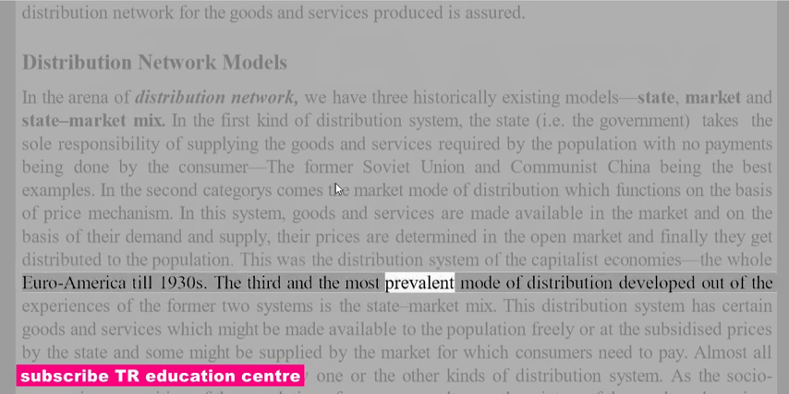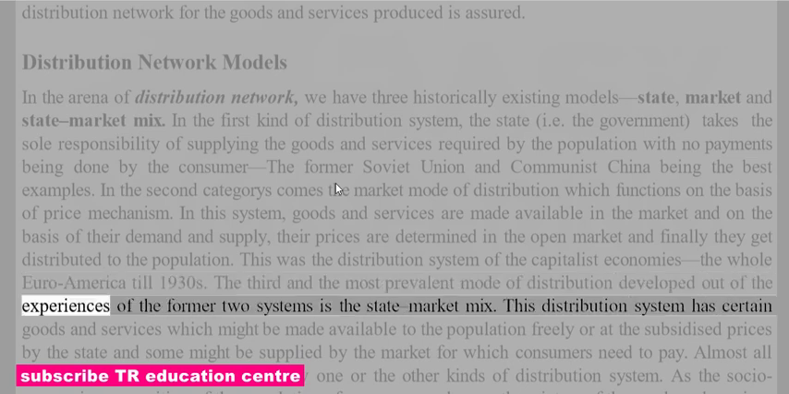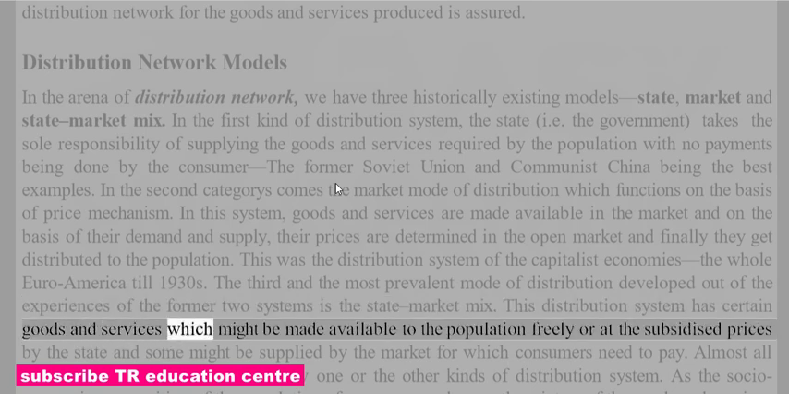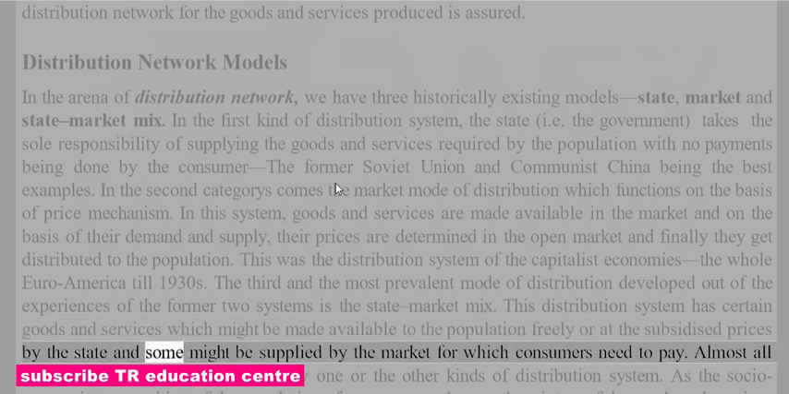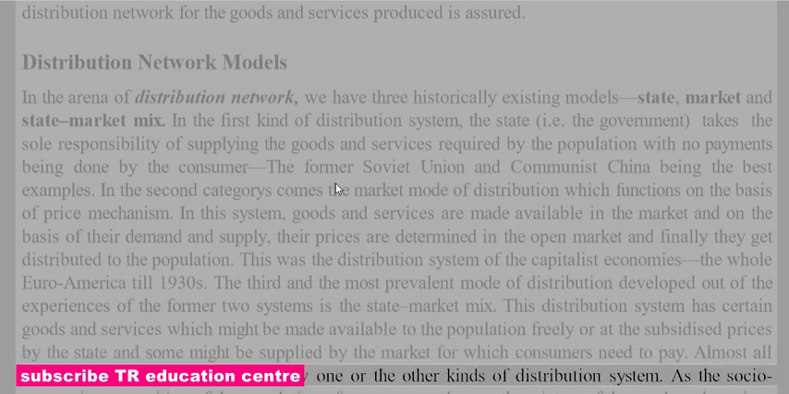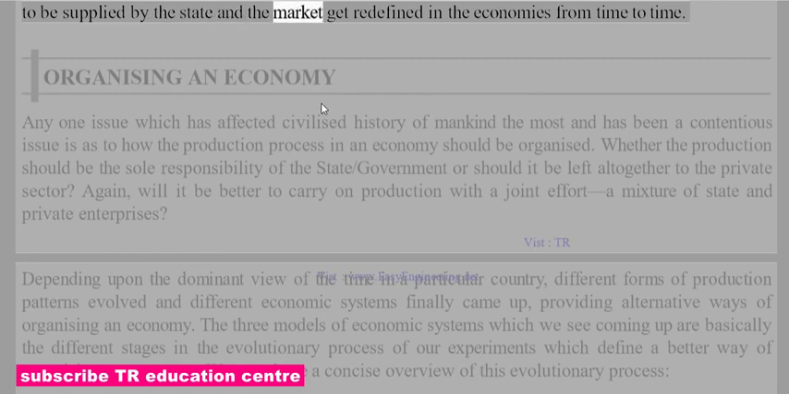The third and the most prevalent mode of distribution developed out of the experiences of the former two systems is the state-market mix. This distribution system has certain goods and services which might be made available to the population freely or at subsidized prices by the state, and some might be supplied by the market for which consumers need to pay. Almost all economies of the world today follow one or the other kinds of distribution system. As the socio-economic composition of the population of an economy changes, the mixture of the goods and services to be supplied by the state and the market gets redefined in the economies from time to time.